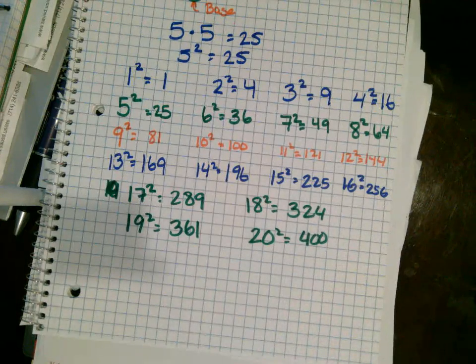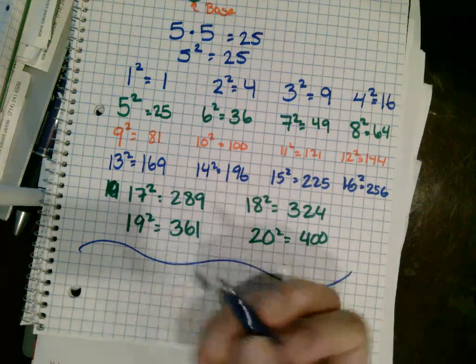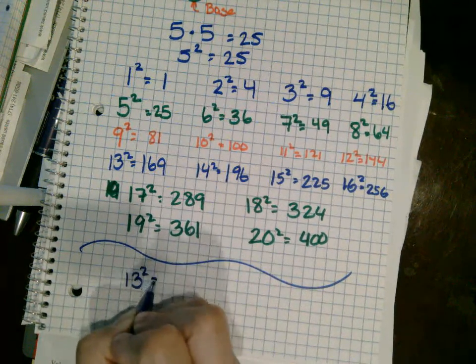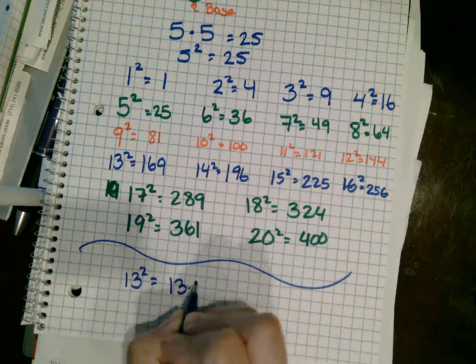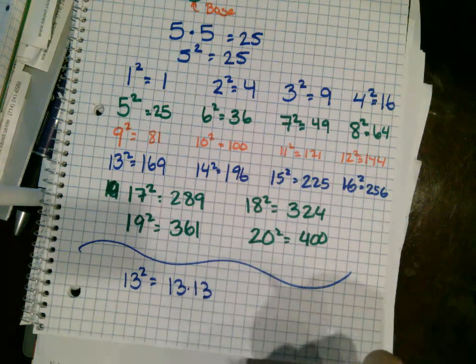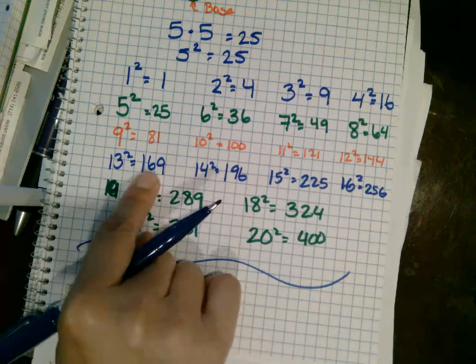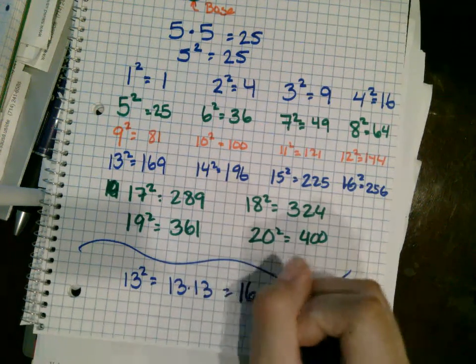All right, so that concludes today's lesson. And all you have to remember is that if I give you 13 squared, that really just means 13 times 13. You can use your multiplication chart. You can use this chart, 13 times 13, 169. So my answer is 169.